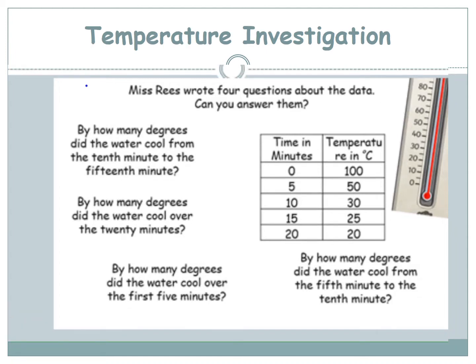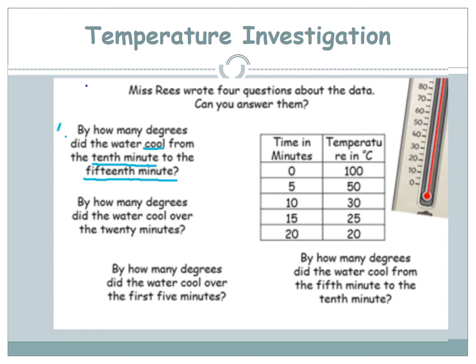So let's see how you got on answering those questions. So the first thing I want to do is make sure we really understand what each question is asking us. So number 1, by how many degrees did the water cool from the 10th minute to the 15th minute? So we are looking from the 10th and the 15th. And we know it's going to cool down, which means the numbers are going to decrease. So let's look at this.